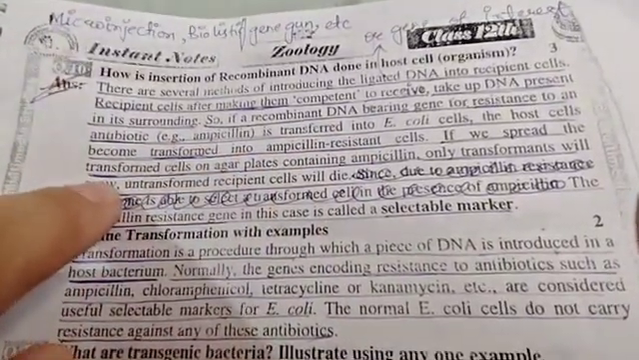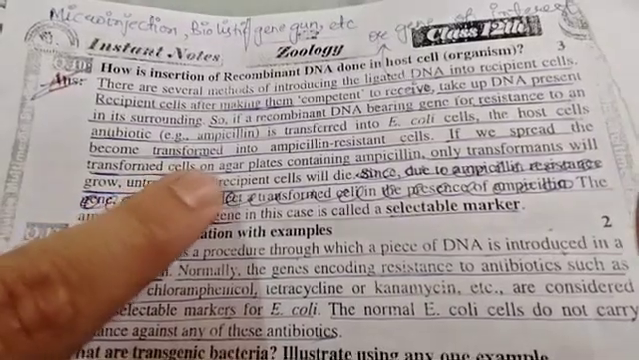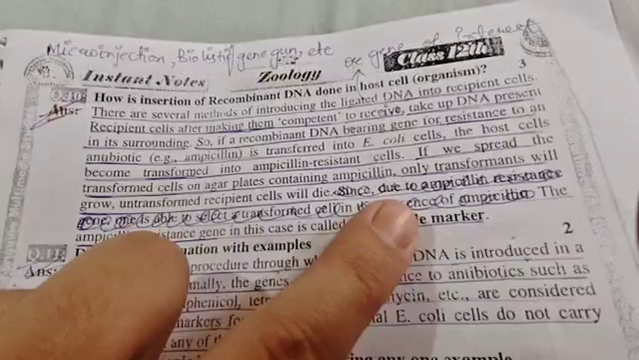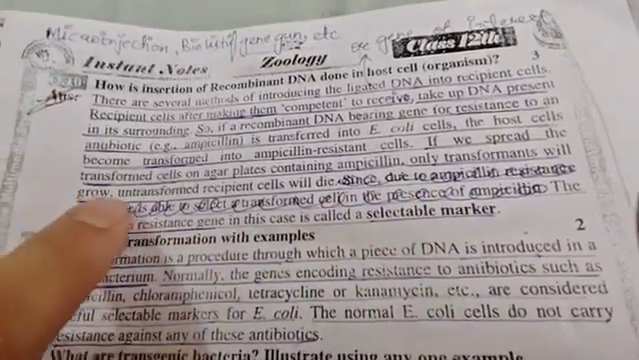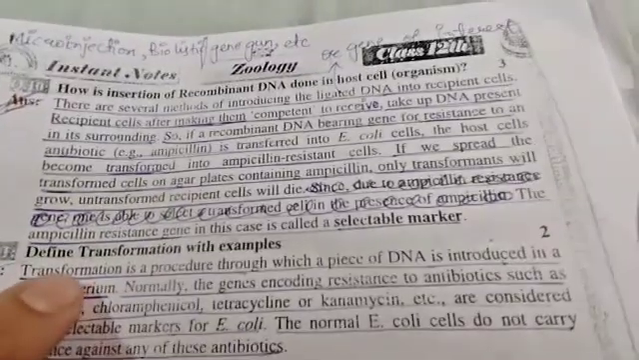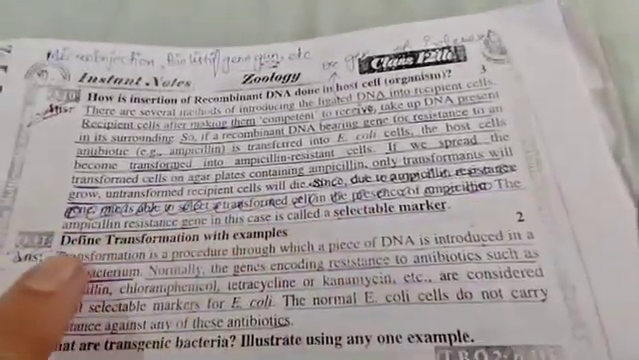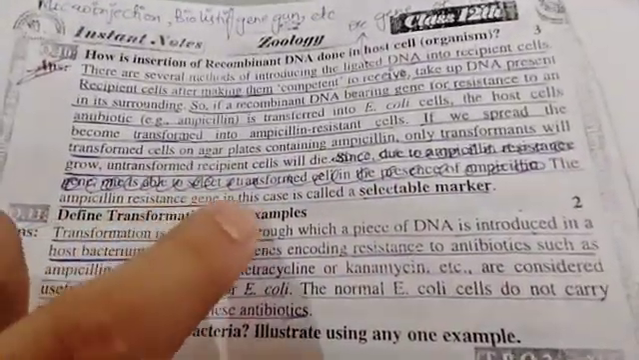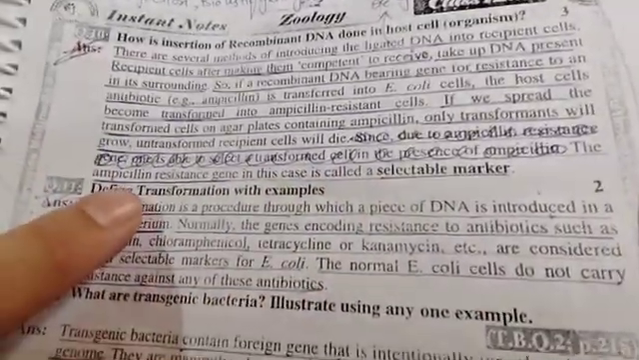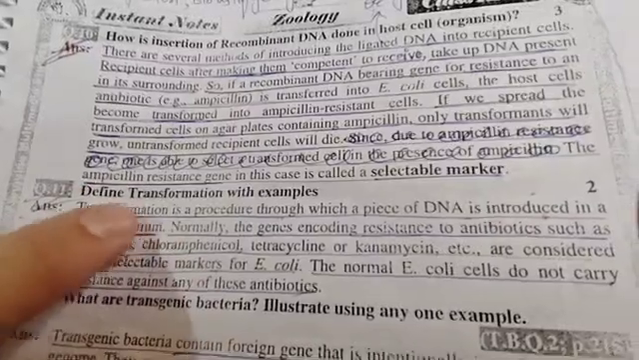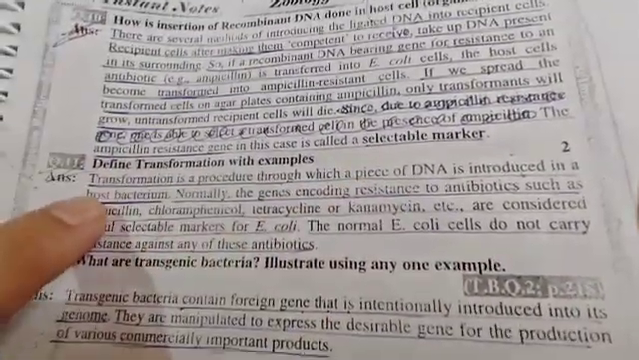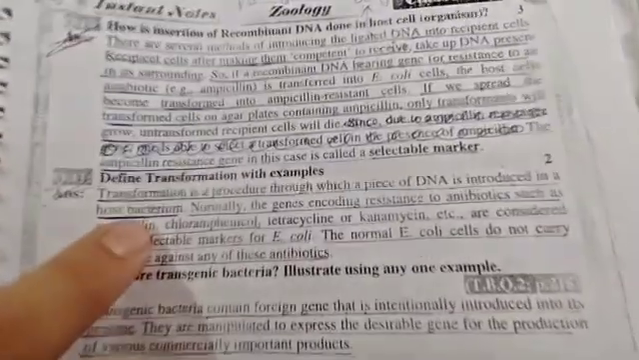If we spread the transformed cells on agar plates containing ampicillin, only transformants will grow. Untransformed recipient cells will die. Then the ampicillin resistance gene in this case is called a selectable marker. Define transformation with examples. Transformation is the procedure through which a piece of DNA is introduced in a host bacterium.